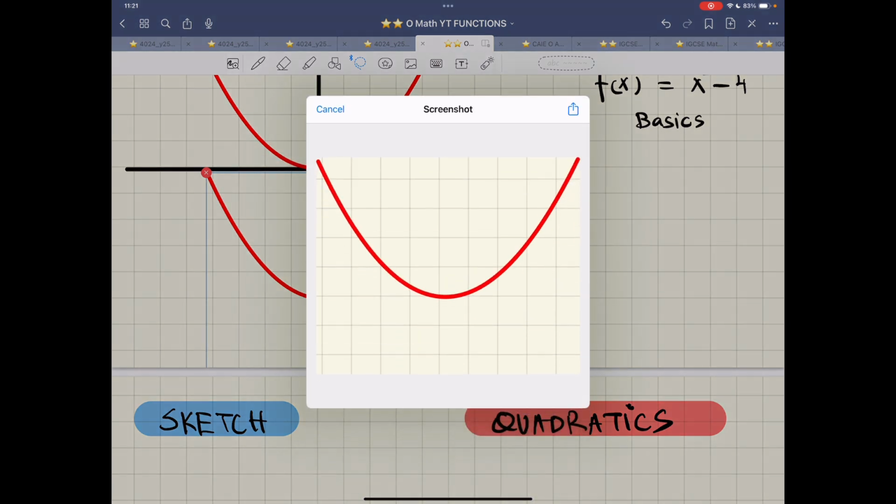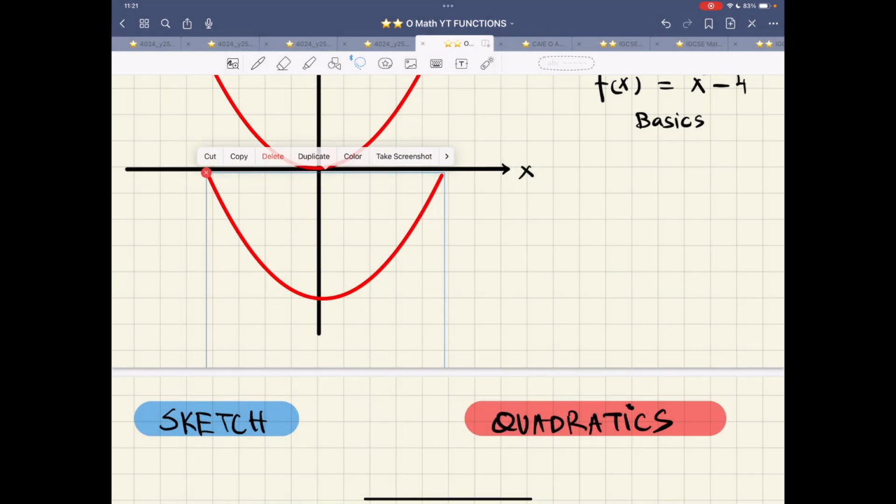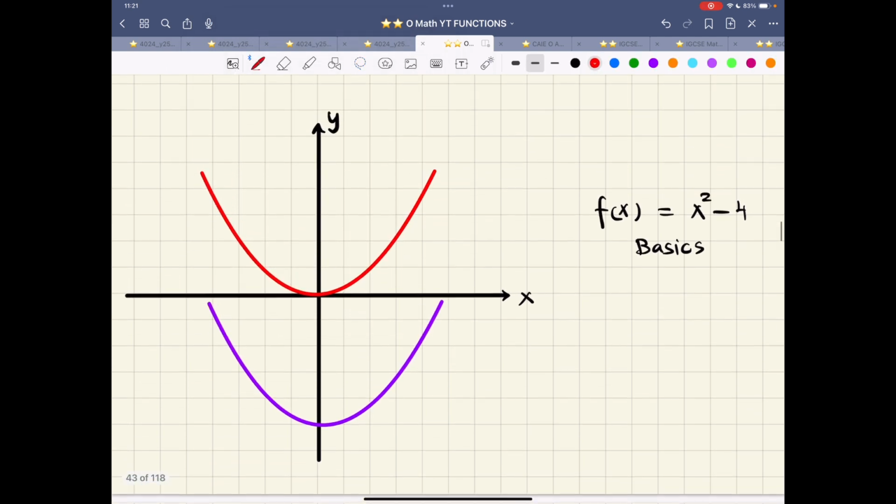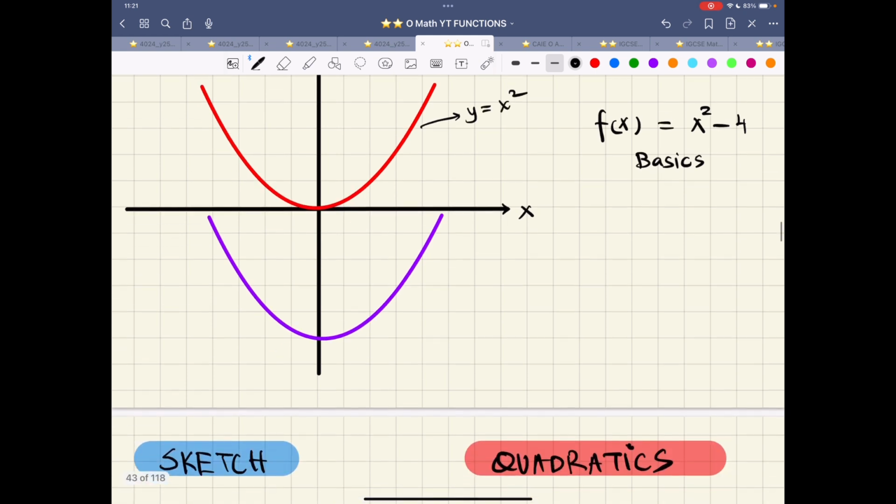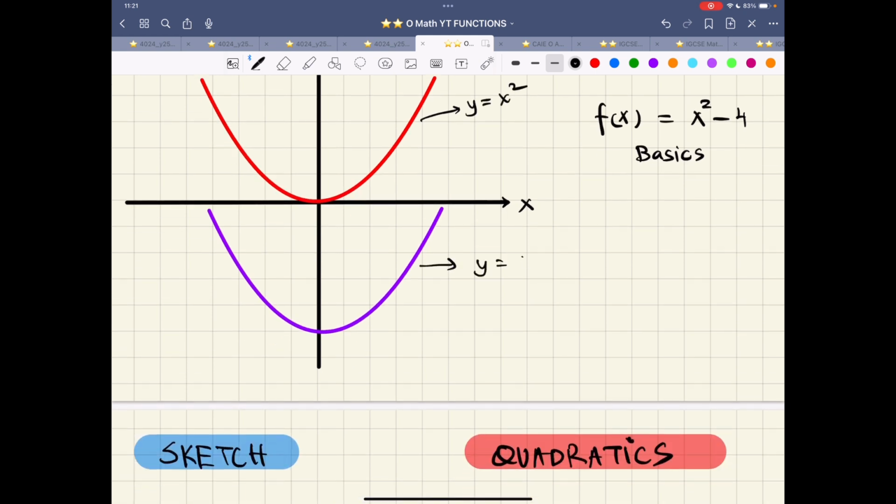Let me change. No, I don't need the screenshot. Thank you. And let me change the color to, let's say, purple. So now over here, this one is y equals x square. And this is y equals x square minus 4. So this is 0, 0. This becomes 0, negative 4.